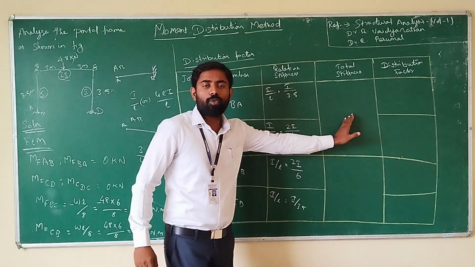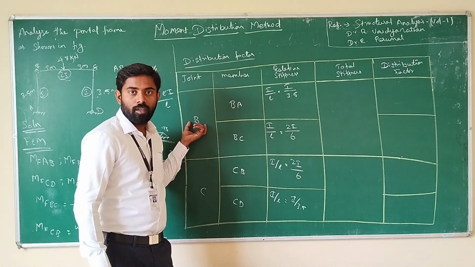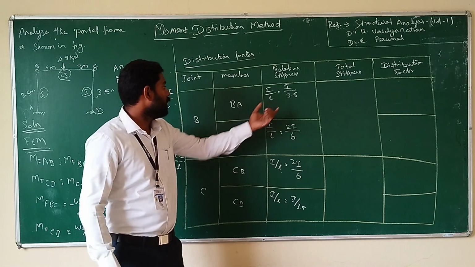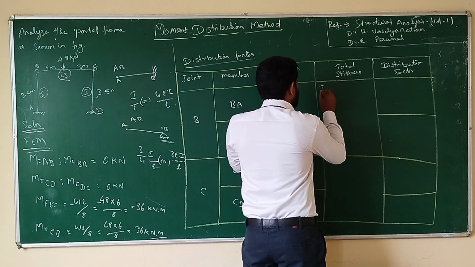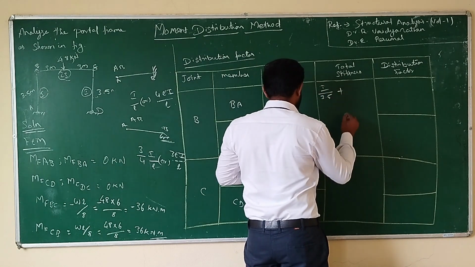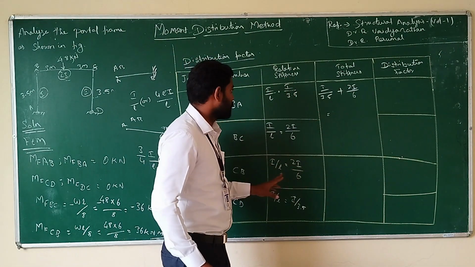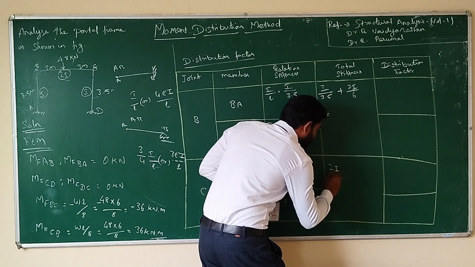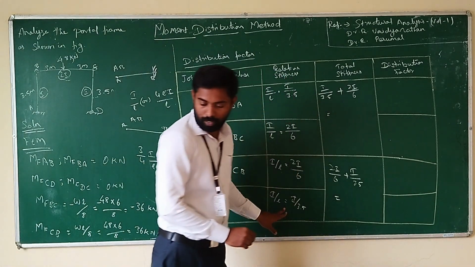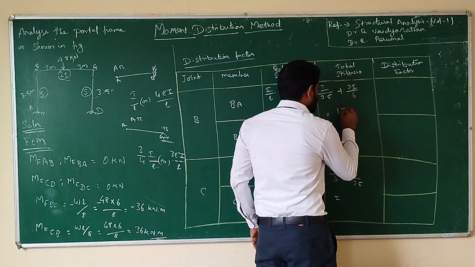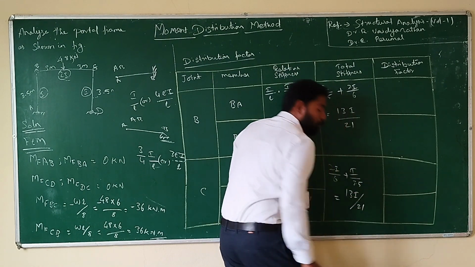And the next step, we need to calculate the total stiffness. The total stiffness we are going to calculate for a joint. So in case of a joint, the total stiffness is obtained by adding the relative stiffness at that joint. So here I by 3.5 plus 2I by 6. By adding this one, we can get the total stiffness value. And the same way here, 2I by 6 plus I by 3.5. So by solving this one, we can get the value of 13I by 21, and the same way here 13I by 21.